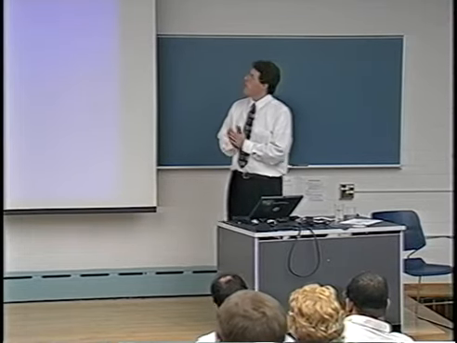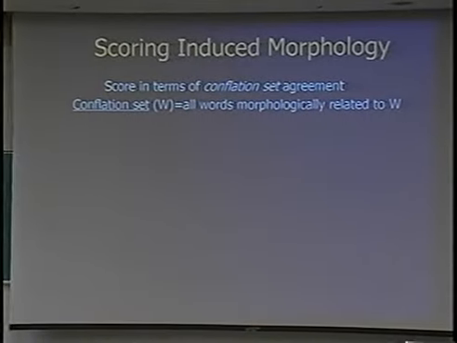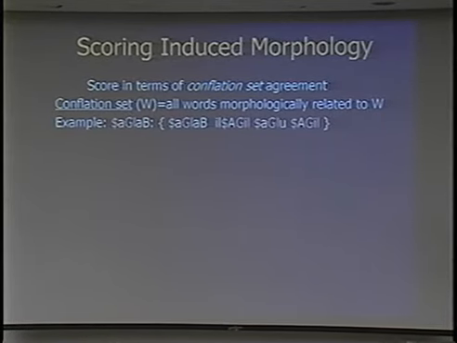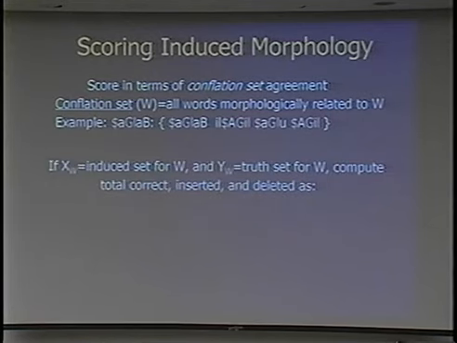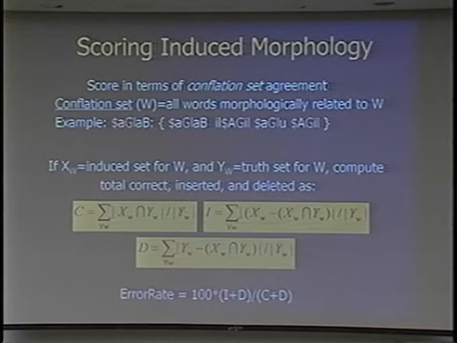Well, I guess I need to talk about how we score morphology. We score morphology based upon conflation sets. A conflation set for a word W is the set of all words that are morphologically related to W. So we saw this example before, that this word is related to these 4. Suppose I call X of W the induced conflation set for W, and I let Y of W be the one that I derive from the CALLHOME lexicon. Given this information, I can compute the number of things I got correct, the number of insertions I have, and the number of deletions I have by looking at these set relationships. And that, of course, allows me to compute error.